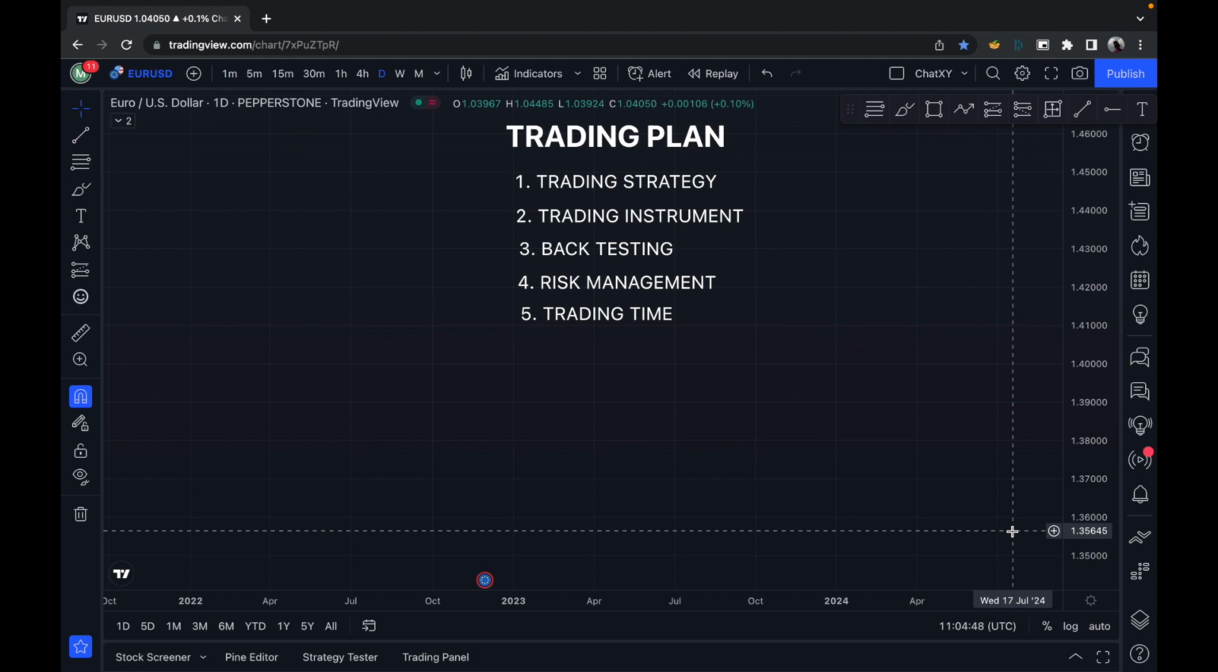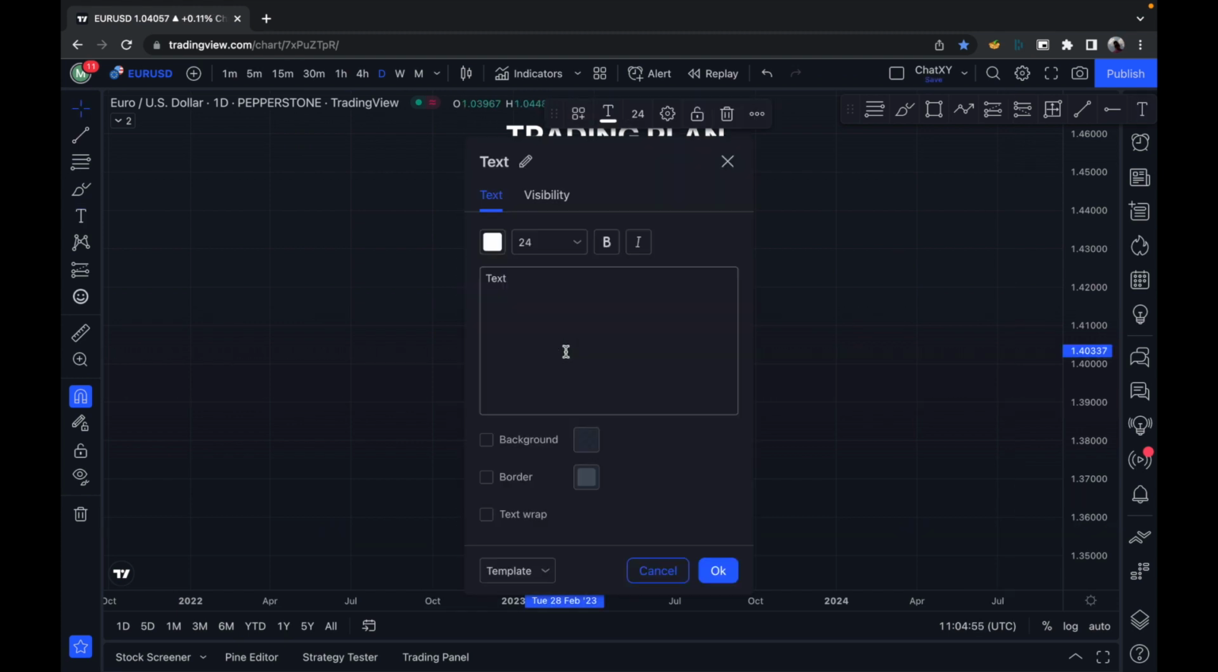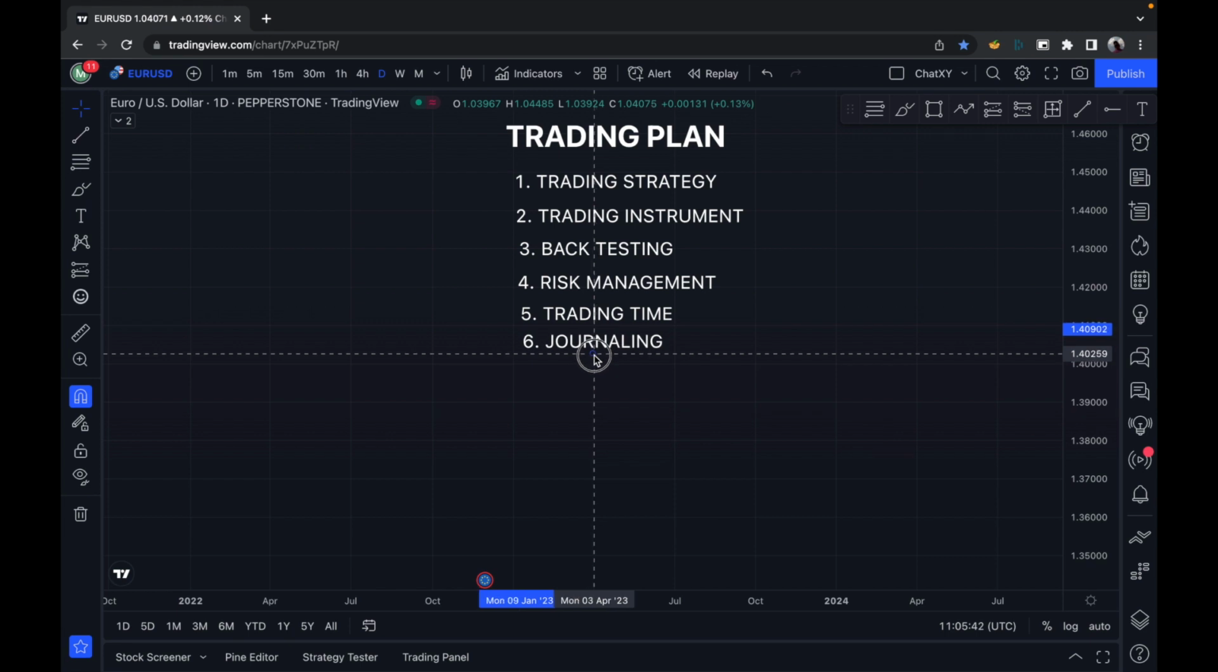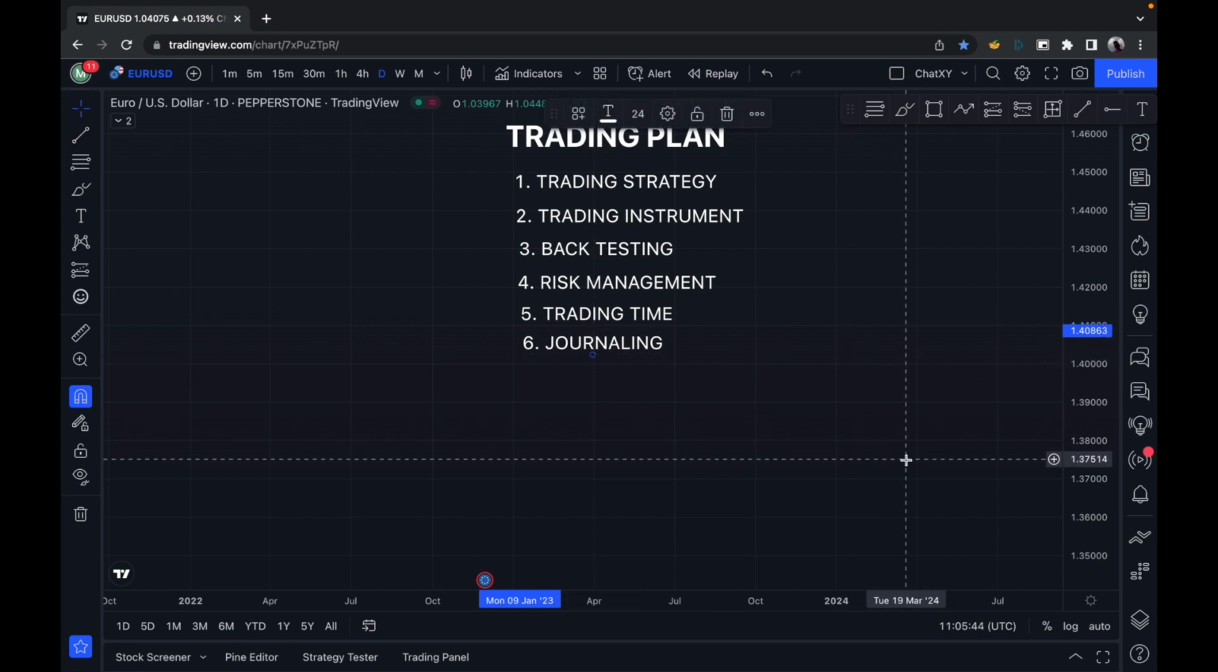And then the next point is journaling. That's the sixth point. All right, in your trading plan you have to journal your trade. It should be one of the most important things you add, because when you don't journal your trade, you can't keep a track record of what you are doing.